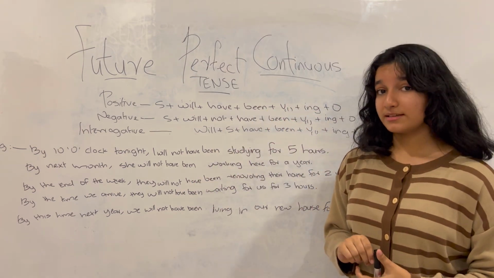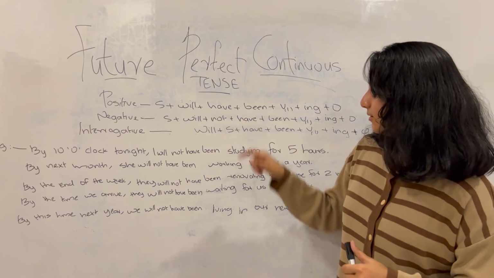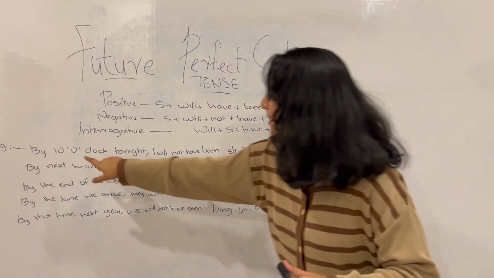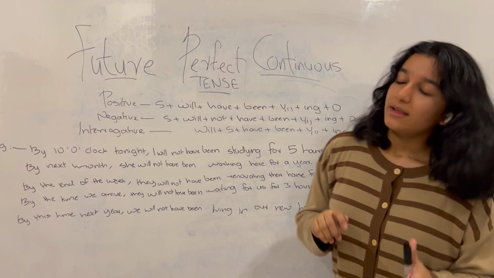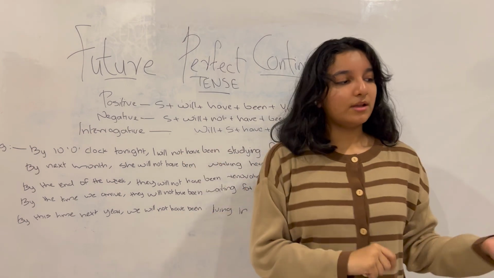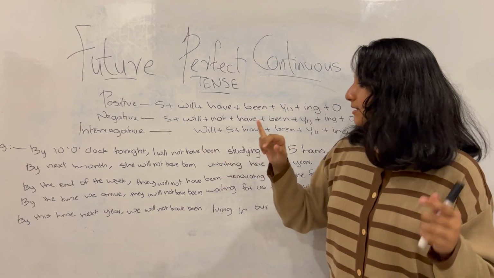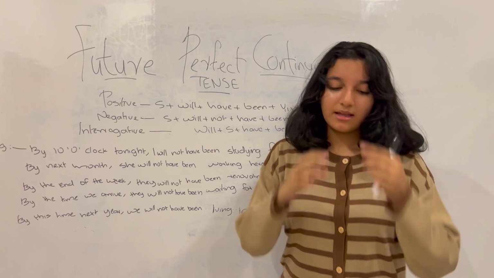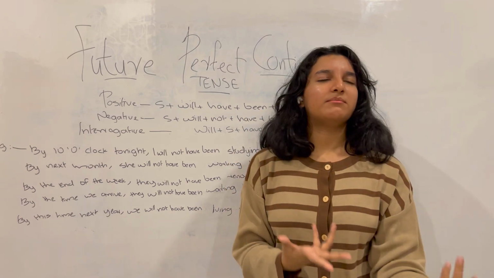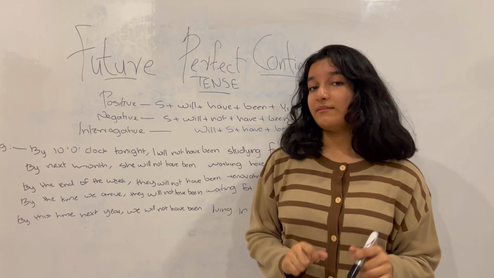Now, if we look at the examples that are written below, they have been changed to fit the format, so let's look at that. By 10 o'clock tonight, I will not have been studying for 5 hours. Now it's saying by 10 o'clock tonight, even though I have been studying, it would not have been 5 hours since I've started studying. It might have been 4 hours, 3 hours, but it will not have been 5 hours.